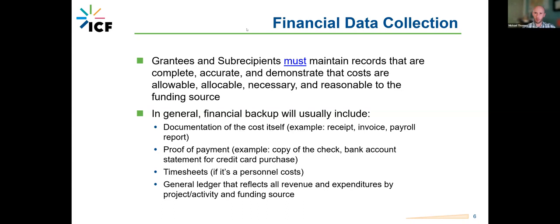So you have to show, that's where we're talking about, is it allocable? The timesheet shows how you are allocating the percentage of a person's salary that you're charging to the grant based on the time that they spent. And then finally, you should have a general ledger that reflects all revenue and expenditures by project, activity, and funding source. So that's when we were looking on the previous slide about accounting requirements, that is something that you have to have as a part of your accounting system. So your general ledger must show how costs are being allocated to each project. Next slide, please.